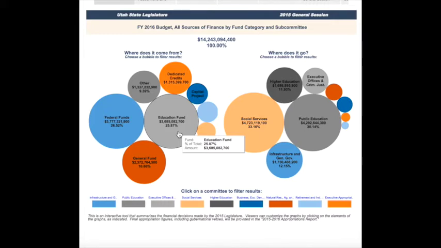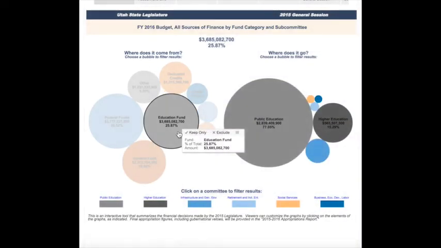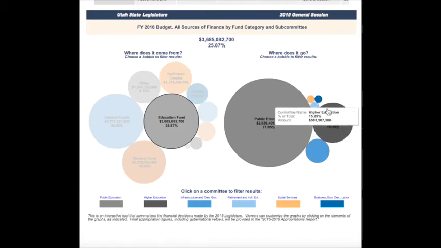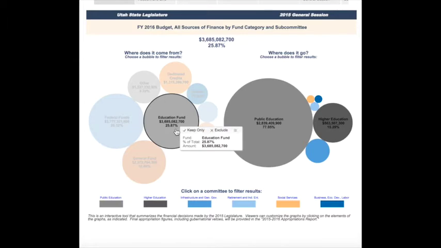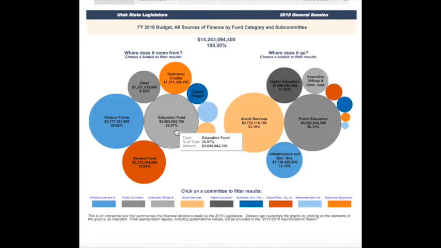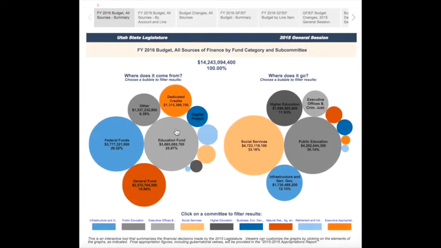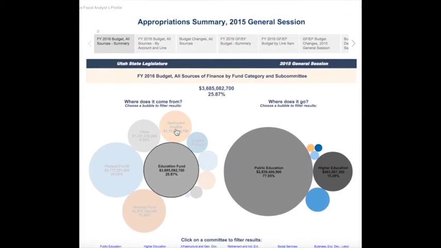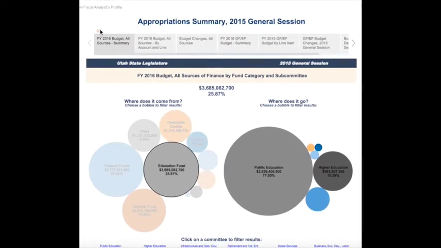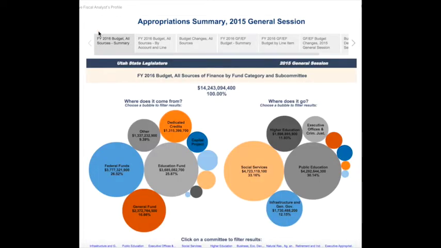So for instance, if I'm interested in education fund and where that goes, I can click that bubble, and it will show me on the right where it goes, which committees it's spent in. I can then clear that selection by clicking on it again to go back to the high level. Or if I've chosen a bubble and I want to go back, there's a little revert arrow at the top of the tab that I can click to go back to the unfiltered data.